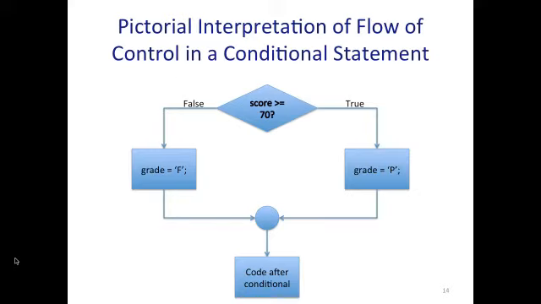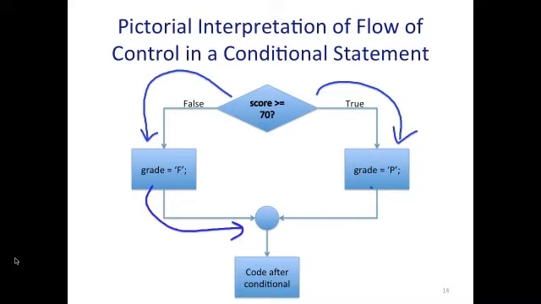Sometimes it helps to view if-then-else pictorially. So this flowchart shows the so-called flow of control. The diamond is the decision box, and we ask is score greater than or equals 70, and if it's true, it flows this way. If it's false, it flows that way, and then whatever the result, it comes back together and we execute whatever comes after this conditional.